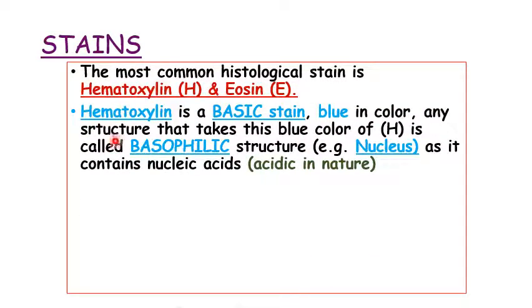The hematoxylin stains any acidic structure in the cell. The most common acidic structure in the cell is the nucleus. It contains nucleic acid. So this acid will be stained with a basic stain and will be called basophilic and appears blue as it is stained with hematoxylin.